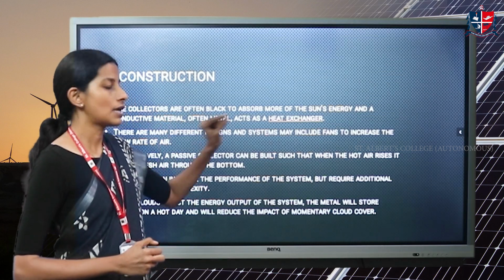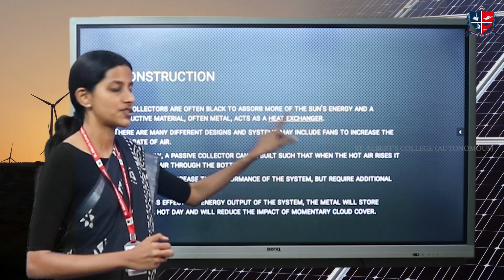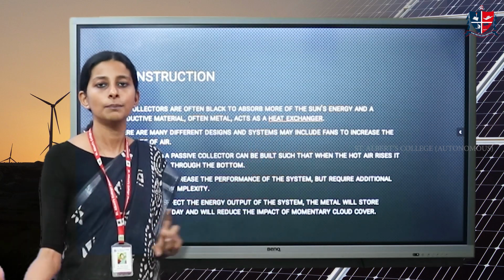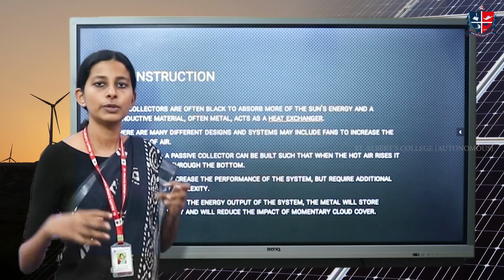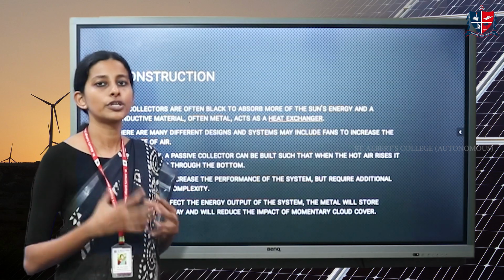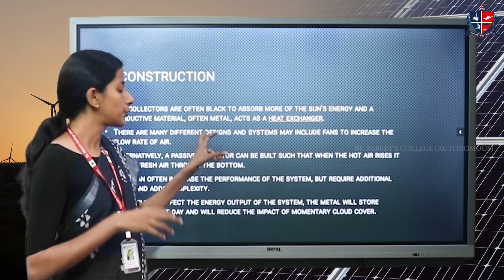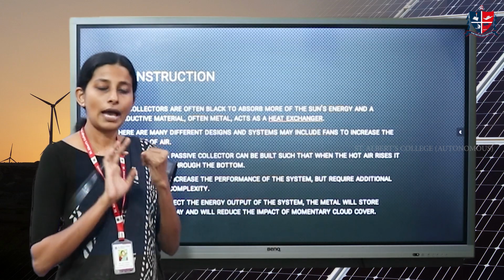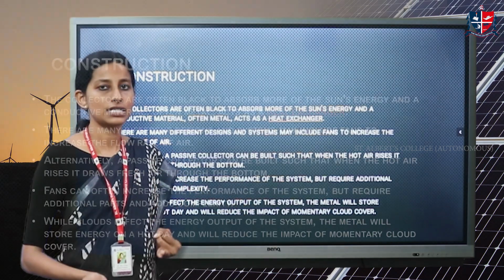Okay, and this absorber plate will act as the heat exchanger. Why? Because this absorbed heat has to be exchanged to the medium. Medium is our air itself. We are heating the air. Working fluid is also the air. Then, broadly, there are two types of working medium. One is the passive air heater and another one is the active air heater.